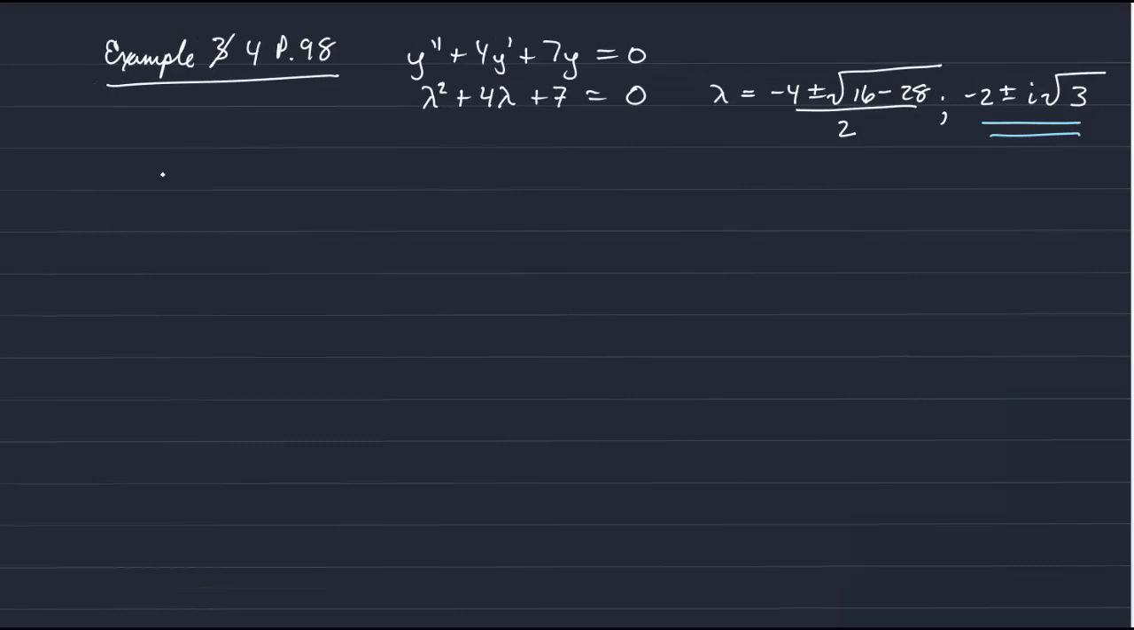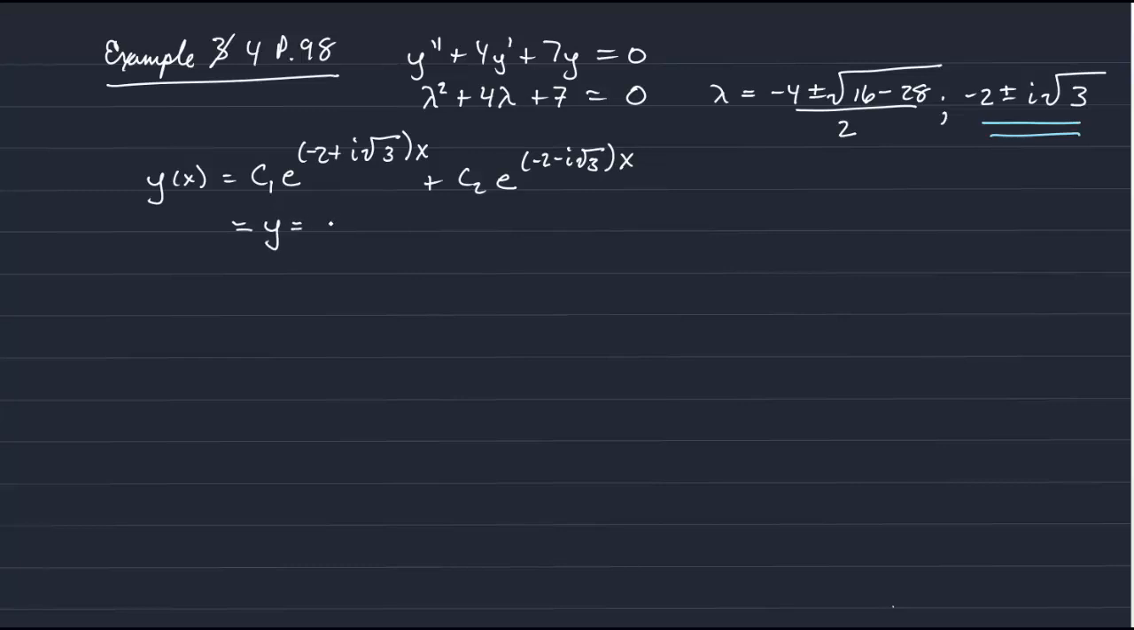So let's look at the general solution with this imaginary lambda, and that is C1 e to the minus 2 plus i times the square root of 3 times x plus C2 e to the minus 2 minus i times the square root of 3 times x. And we can collect terms, write this out slightly more simply as y is equal to e to the minus 2x times C1 e to the i square root of 3x plus C2 e to the minus i square root of 3 times x.